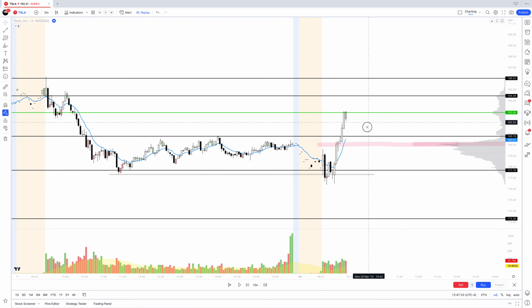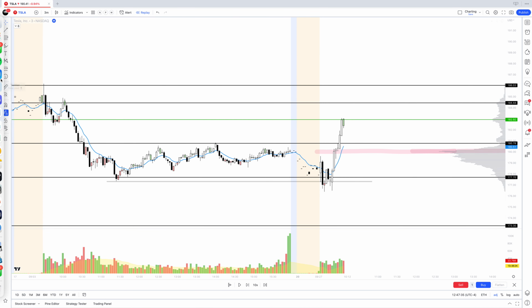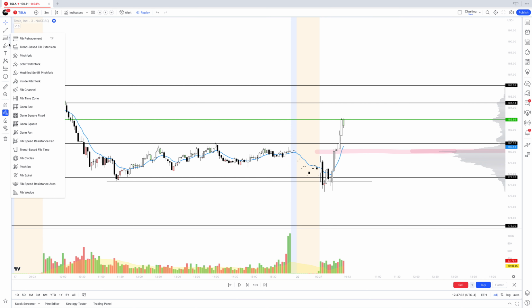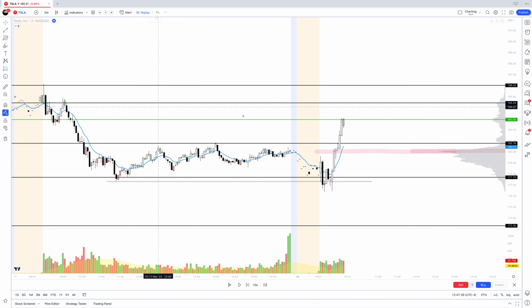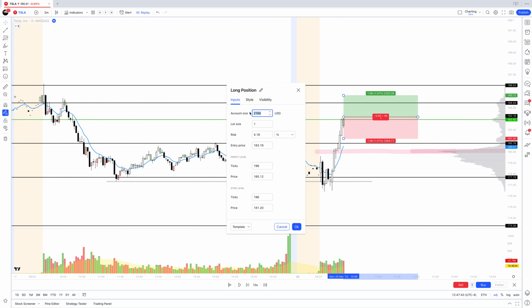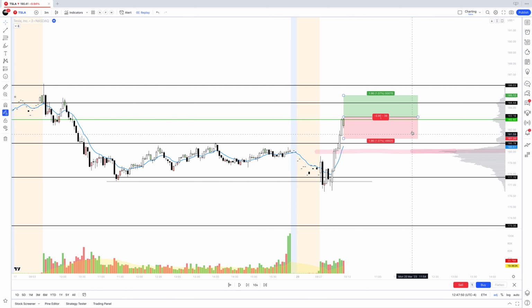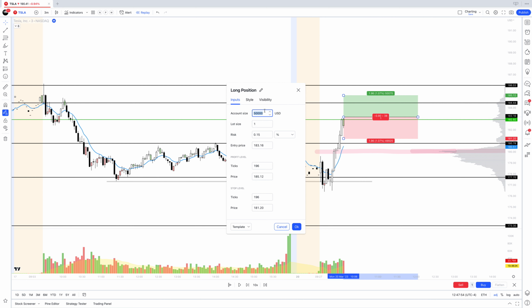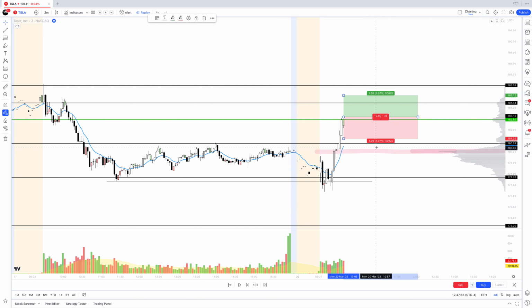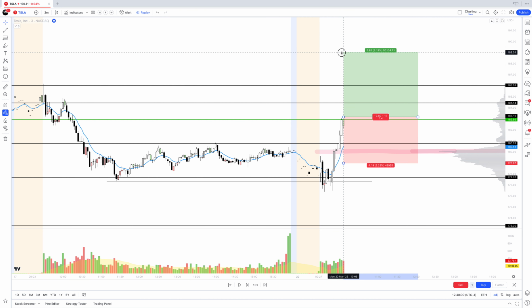Alright, and that is our first setup right there. In my opinion, super extended, but we're going to stick to it and play by the strategy. So that'll be our long position with risk 50k, with risk only 0.15% on this one, because it's not an A+ setup. I'm not going to go ballsy and try to hit a home run on the first trade. Why would anyone want to do that?